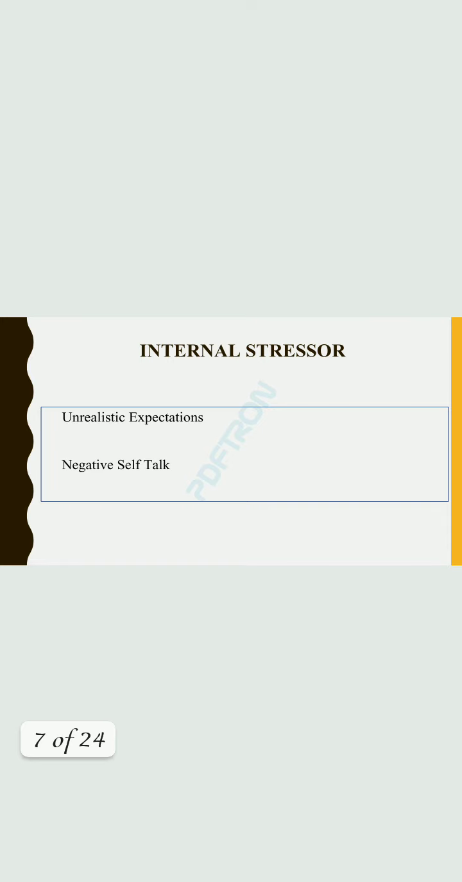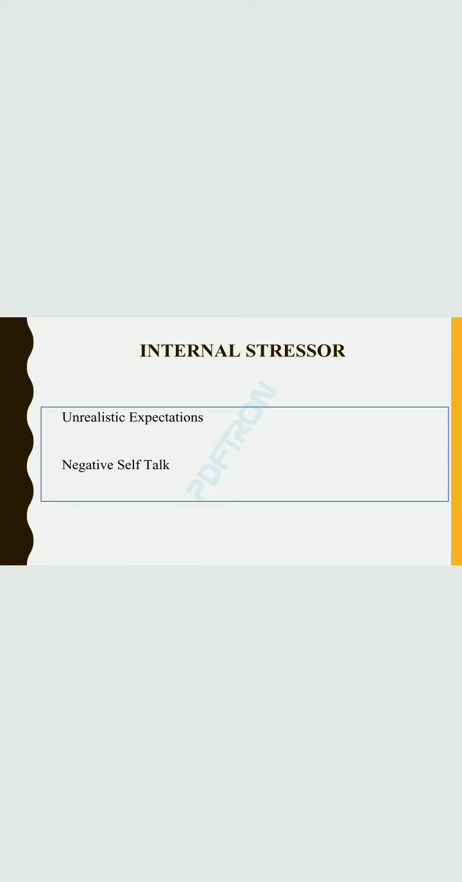Second type is internal stressor. Internal stressors may include unrealistic expectations that are totally related to our own cognitions, our own thoughts. For example, sometimes we are having unrealistic expectations from society or other people. For example, parents or any person having expectations from you as well. If you are unable to cope or if you are unable to fulfill those expectations, that may lead towards stress.